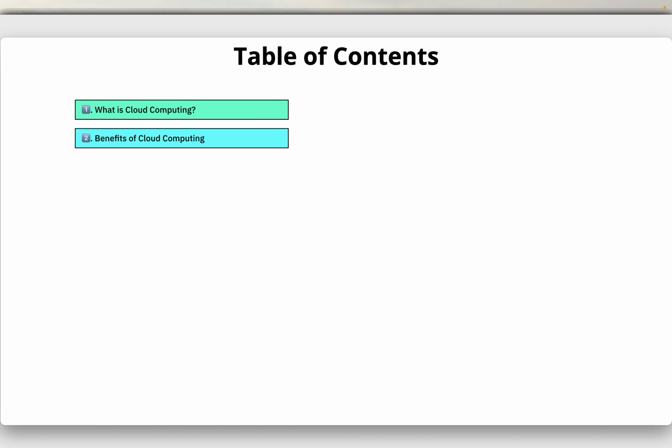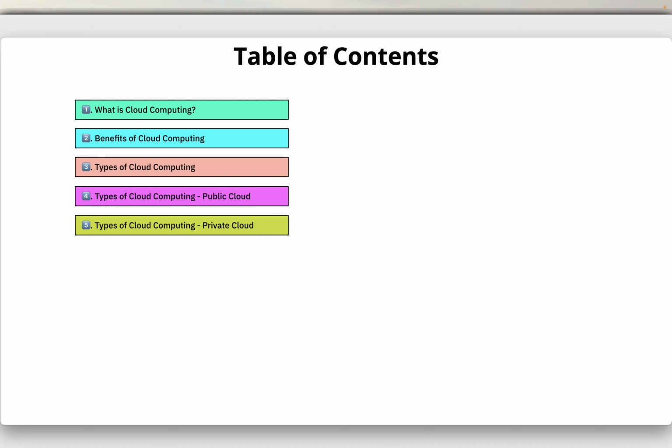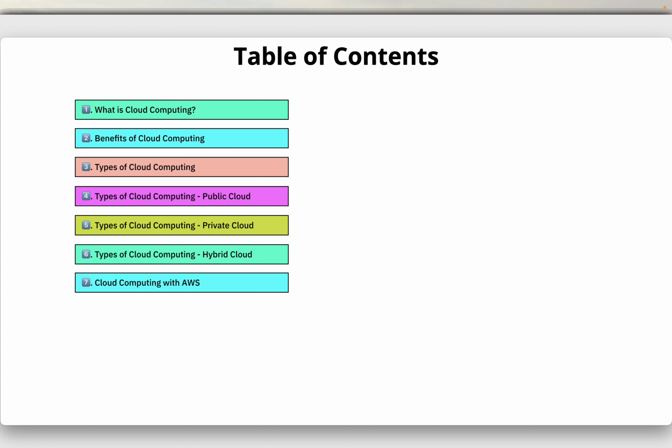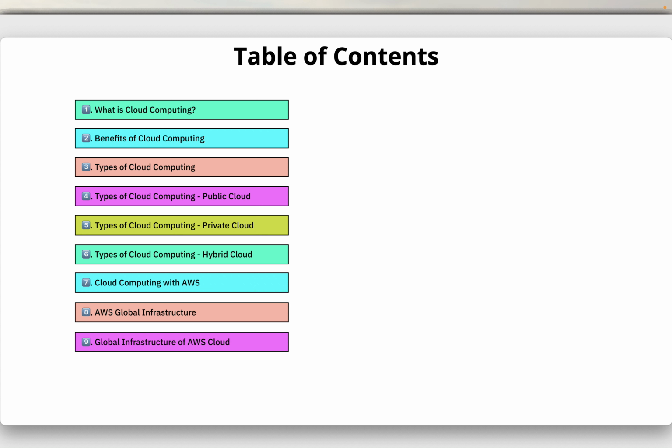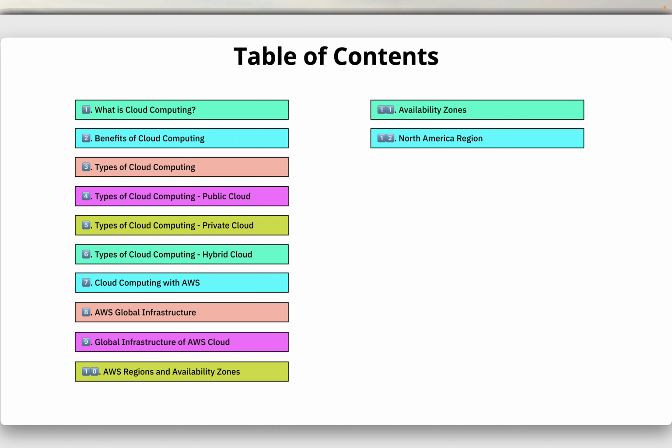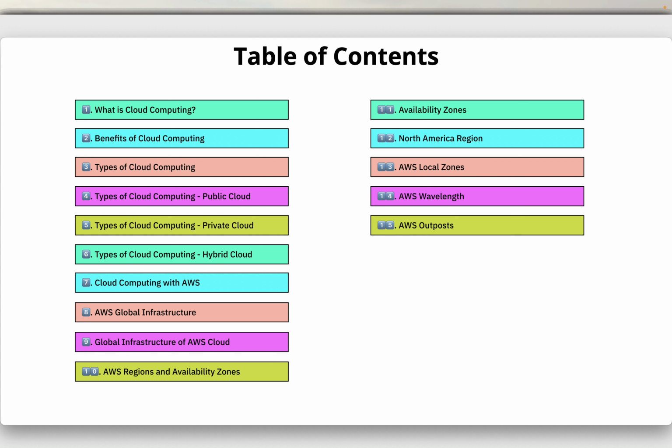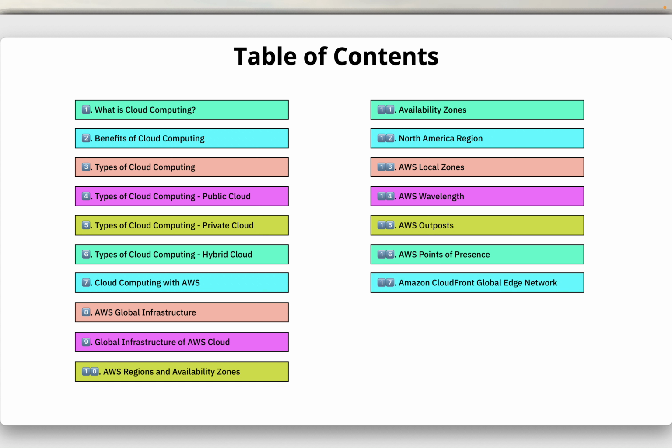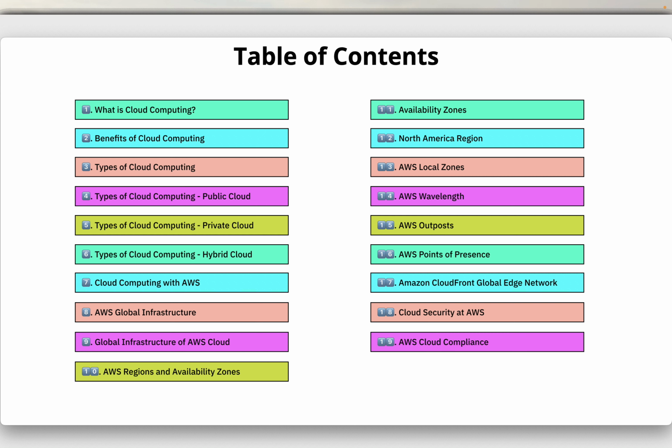This lecture will contain all these topics: what is cloud computing, benefits of cloud computing, types of cloud computing, public cloud, private cloud, hybrid cloud, cloud computing with AWS, AWS global infrastructure of AWS cloud, AWS regions and availability zones, North America region, AWS Local Zones, AWS Wavelength, AWS Outposts, AWS points of presence, Amazon CloudFront global edge network, cloud security at AWS, AWS cloud compliance, and accessing AWS services.